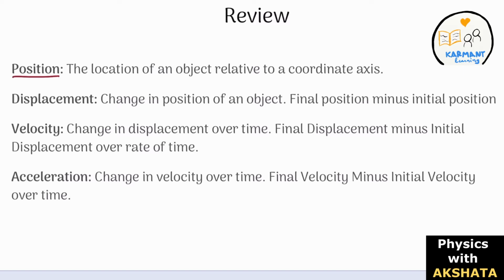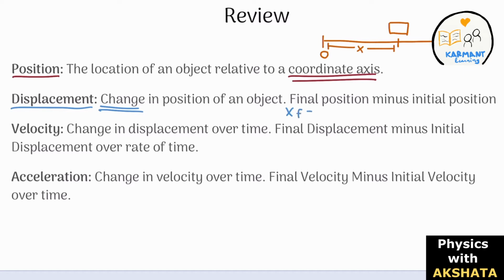Position is the location of an object relative to a coordinate axis. So let's say we have a coordinate axis here, that's 0, and this is our object. So its position would be the distance from 0 to its position, basically. Now next, displacement. Displacement is the change in the position of an object. So final position minus initial position.